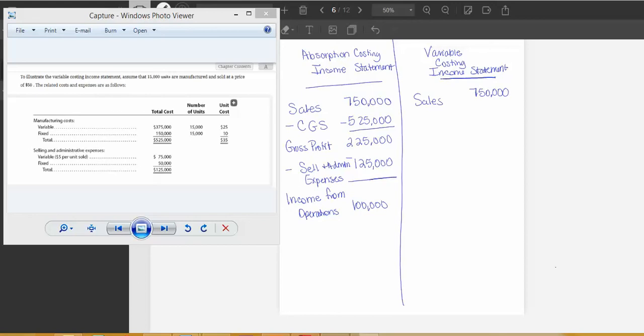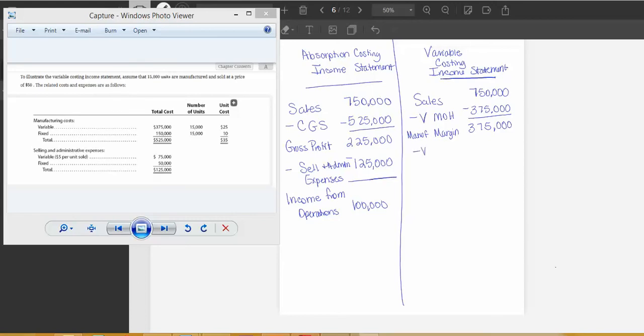So your first thing you'll do is you'll say sales minus your variable manufacturing cost per unit, okay? And so here, the cost per unit is $25. That's given to us. We sold 15,000 units at a total variable cost of $375,000. So the cost to create those units was $375,000. Therefore, if you subtract that out, the answer is also $375,000, and that's called the manufacturing margin.